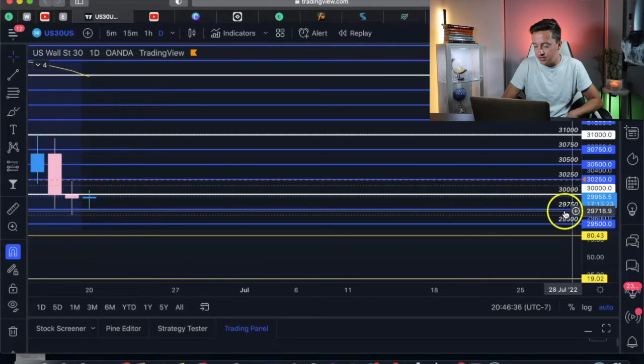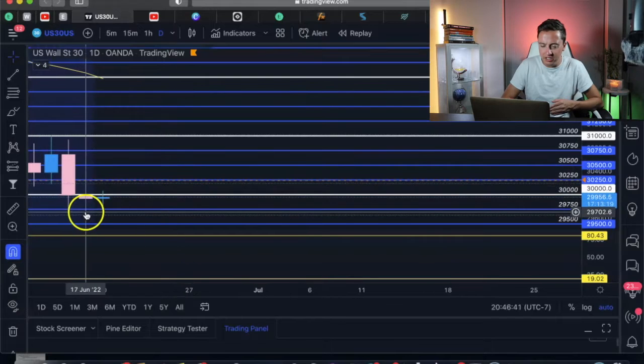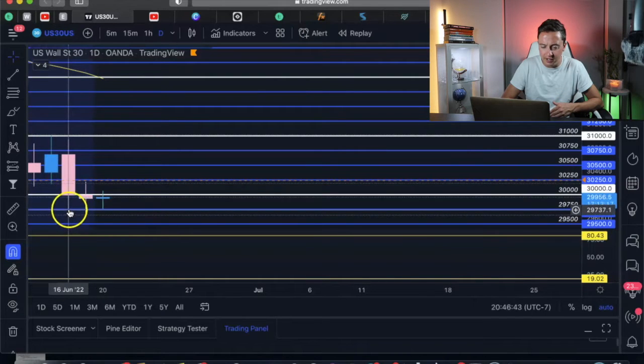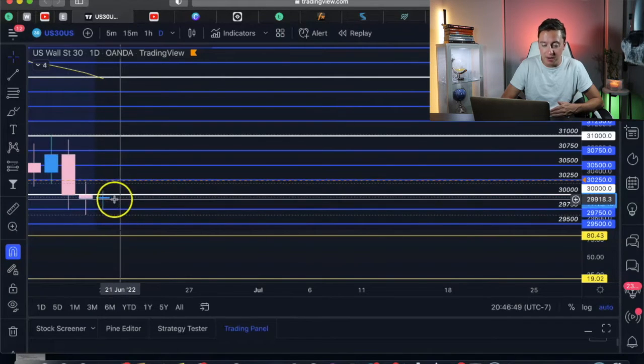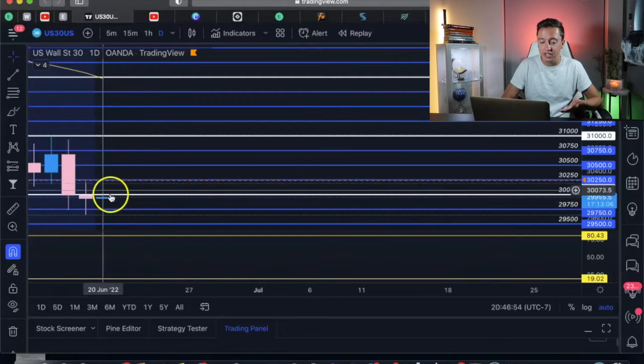It retested the psychological level of 29,750, and it looks like we're rejecting that level. We did hit it right here, moved away, then we hit it right here. We barely pierced through it, but then we closed above it. So the same thing, it looks like it went and hit that psychological level, and we're now rejecting it.